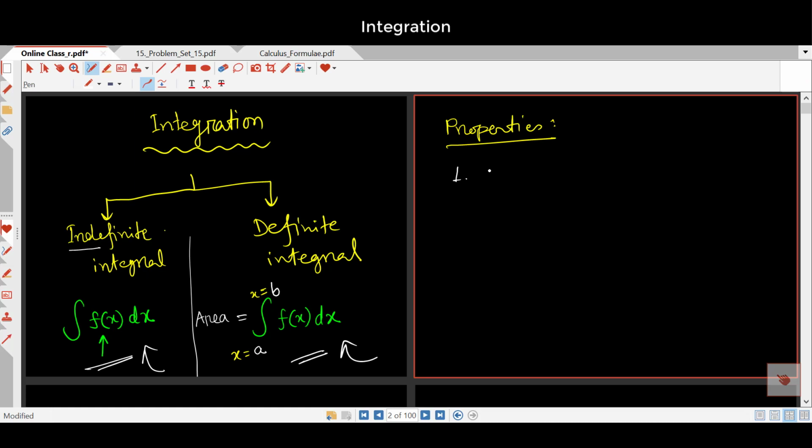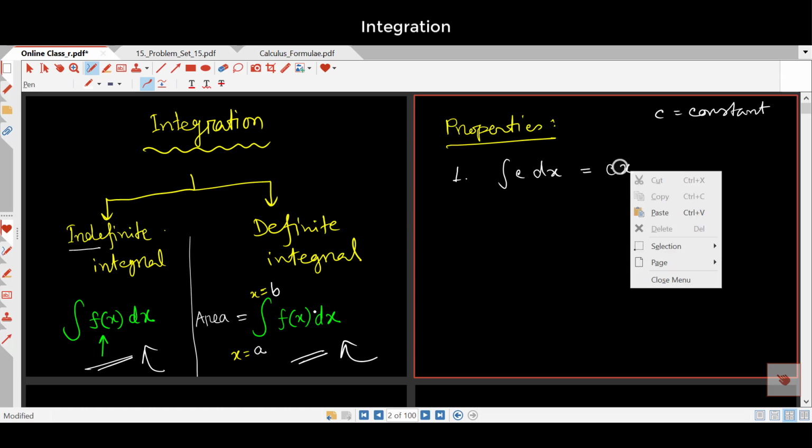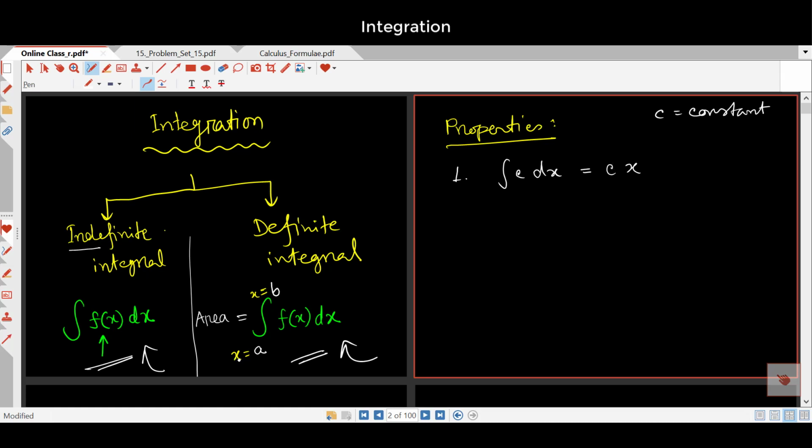The first property is integration of any constant with respect to x. So you are integrating a constant. Here c is a constant, that is any number: 1, 2, 3, minus 1, minus 2, minus 300, like this. If we have to integrate a constant, then it is actually c x. The result of the integration will be c times x.